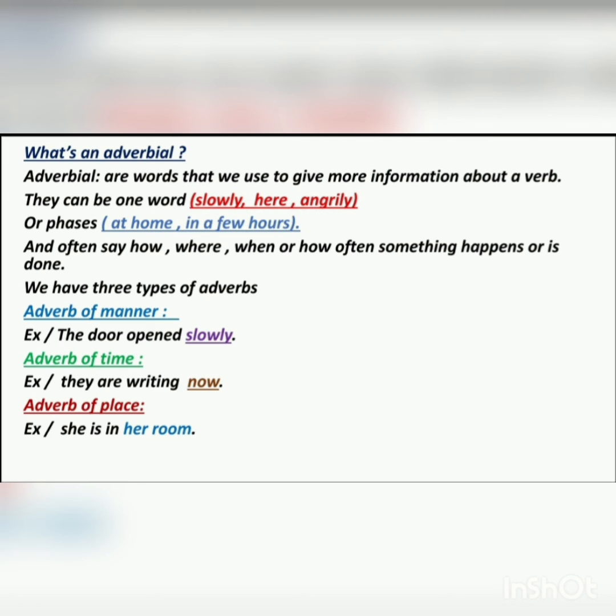Okay, and then we have adverbs of time. They are writing now. Now is the adverb and it is an adverb of time. They are writing now. Okay, and we have adverb of place. For example, she is in her room. She is in her room. So here in her room is the adverb of place.